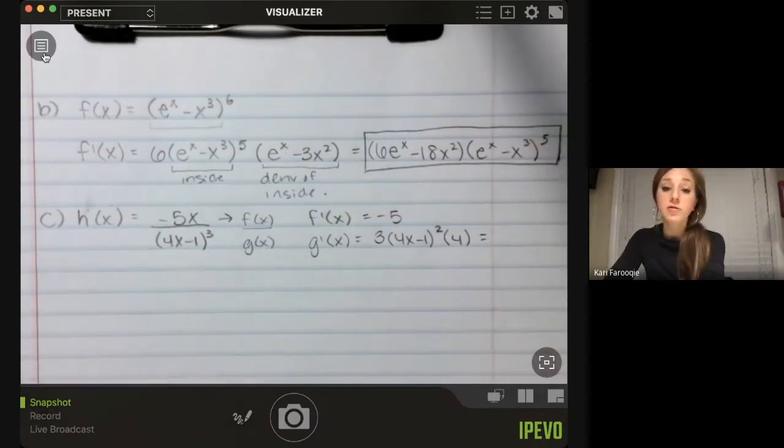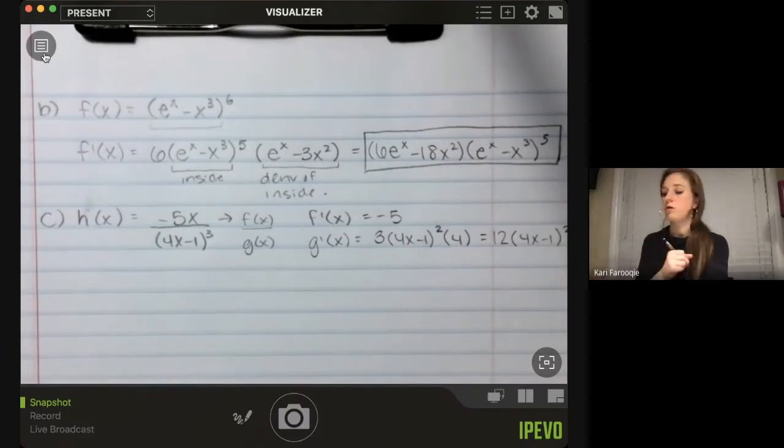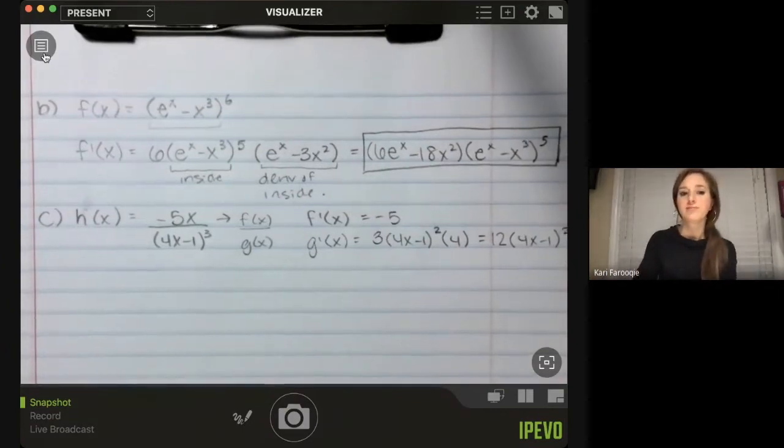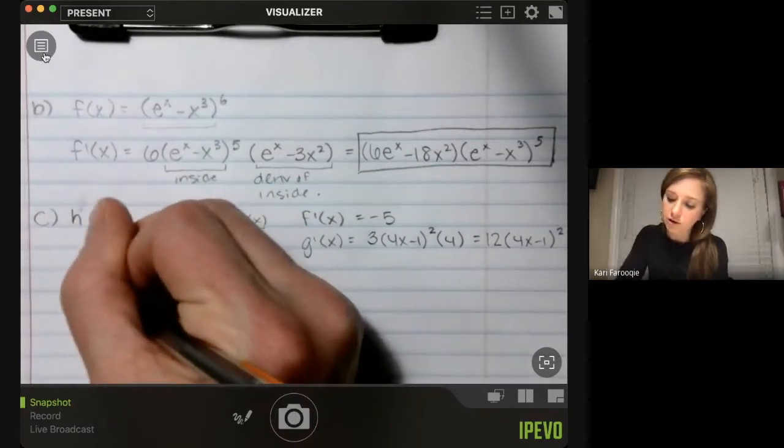Now, since we're going to have to put all this together when we use our quotient rule, let's just go ahead and simplify as much as we can. Don't bother expanding out the (4x minus 1) quantity squared. You might get lucky and end up getting something that'll cancel. That usually happens. So this will be 12 times (4x minus 1) squared. Okay, so now that we have f, f prime, g, and g prime, let's go ahead and put all of that together using the quotient rule to find the derivative of h.